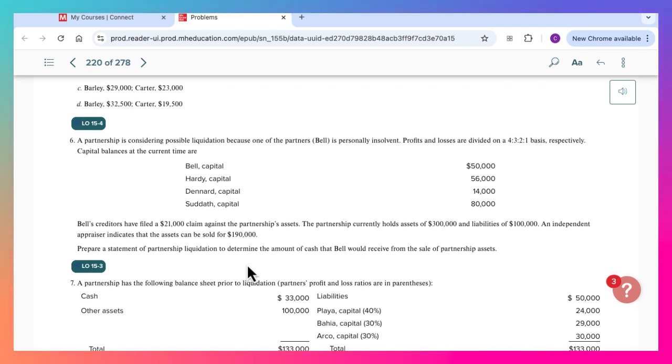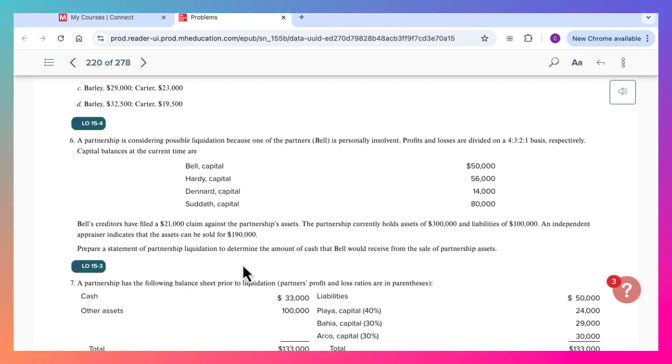So they tell us that Bell's creditor has filed a $21,000 claim against the partnership's assets. Okay, so because he's insolvent, because he personally owes somebody money, that person that Bell owes money to is coming after the partnership. They tell us the partnership currently holds assets of $300,000, liabilities of $100,000, and that an independent appraiser indicates that the assets can be sold for $90,000.